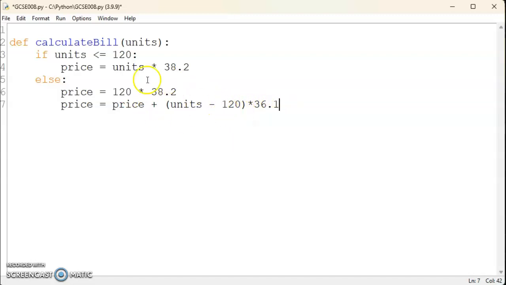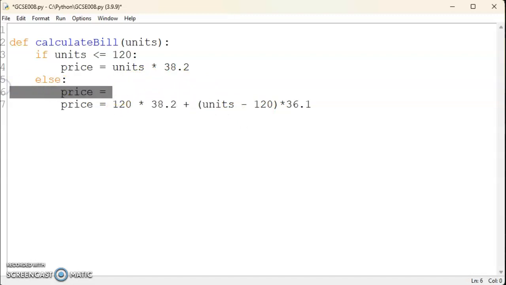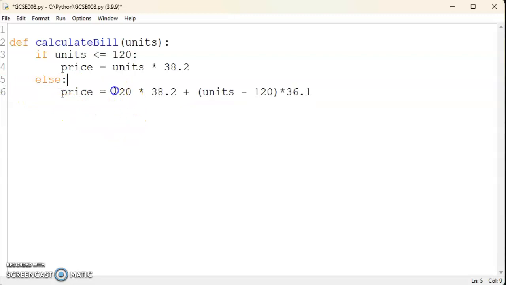Taking a step back and looking at this, what we can now do is cut this out of here and paste it down here instead of splitting it up into two lines of code. And this means that we charge the 38.2 pence for the first 120 units, and then the remaining units are charged at 36.1p. At this point, as we exit the if-else statement, we now know the price before VAT is added.